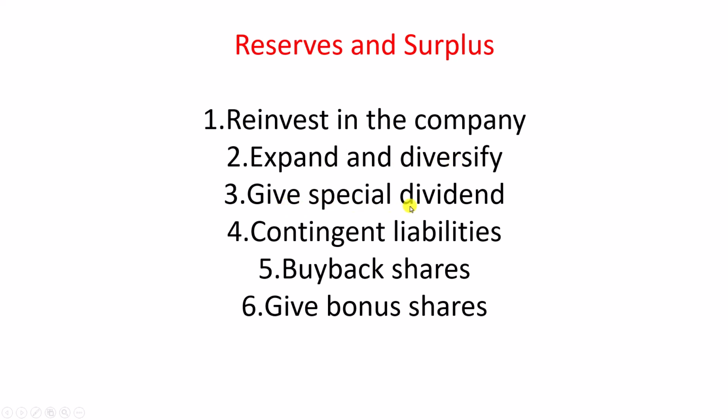The company can give special dividend, or dividend to shareholders. If the need arises, the company can use money from reserves and surplus to cover up contingent liabilities. The company can go for buyback of shares, which we will see soon, or company can give bonus shares. What are bonus shares? I have made a video about it. You can watch it later. Okay. So these are some of the things the company can do with the money that is in reserves and surplus. Apart from these, there are many other things too, but I have taken only the ones which I feel you can understand or relate to.